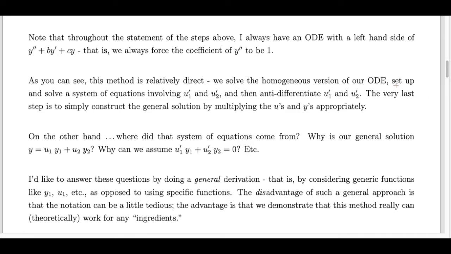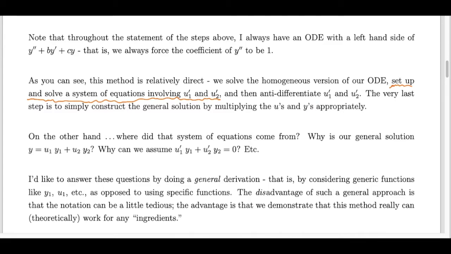Then we set up and solve a system of equations. And this system of equations is really the heart of this method. So setting up and solving that system of equations is really the primary work that we do for this method. That yields u1 prime and u2 prime. So then the next step is just to anti-differentiate those. Finally, we combine the u's and y's appropriately, and we have our general solution.